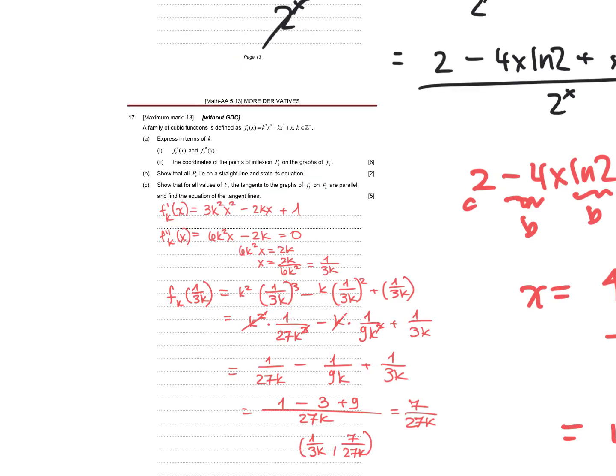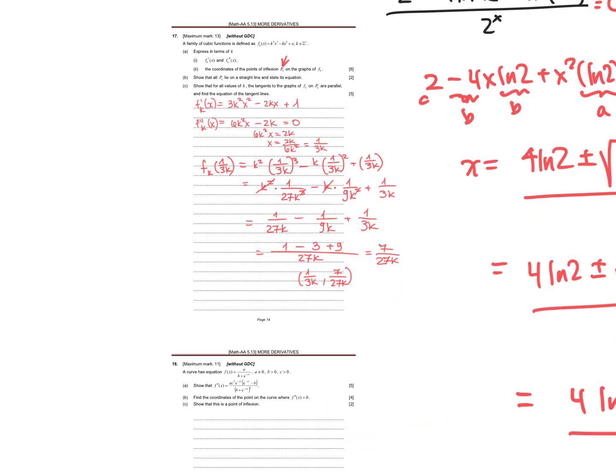So now it says show that all of the points of inflection, which it's just one, lie on a straight line and state its equation. So I think since they say it lies on a straight line, we can use 2 points. Like we can sub in k is 1 and maybe k is -1, just to keep it simple. So for k is 1, we have 1 over 3, 7 over 27, sorry. And then for negative 1 over 3, negative 7 over 27.